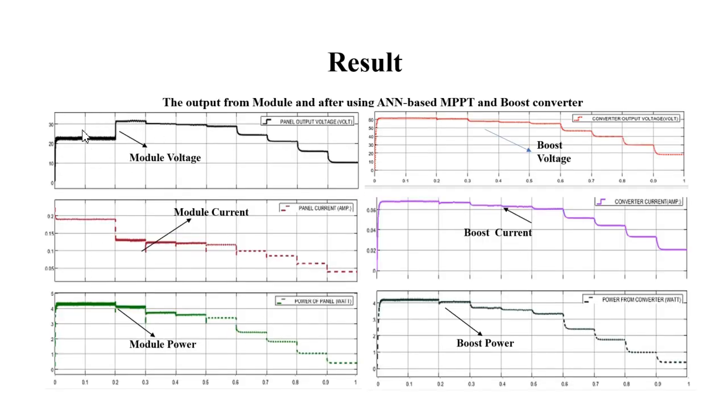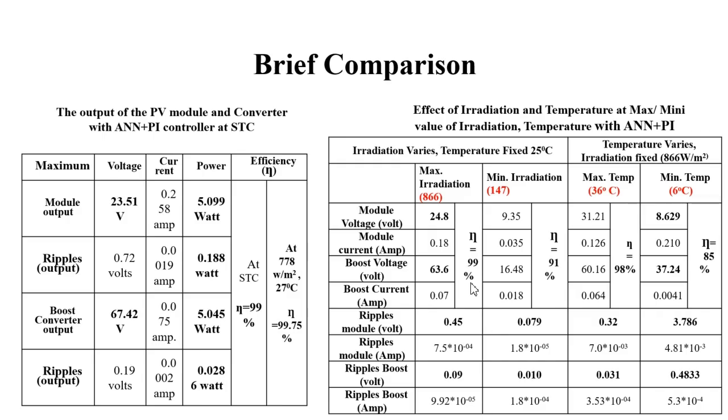As we can see, the module voltage was unable to follow the change in the irradiation and the temperature; the module was not able to track it at a higher value. By using the ANN and the PI controller with the boost converter, the output was able to keep the voltage up to 0.6. It was able to track to 60 volt, and the output ripples in this are very less, and it has a smooth curve. That is the voltage, current and the power from the boost converter.